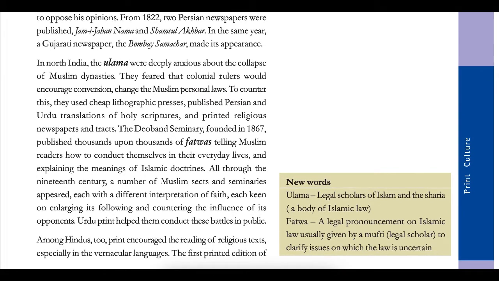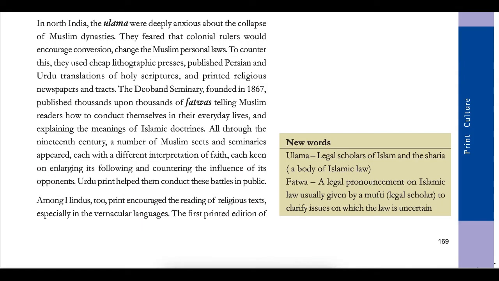In North India, the ulama were deeply anxious about the collapse of Muslim dynasties. They feared that colonial rulers would encourage conversion and change the Muslim personal laws. To counter this, they used cheap lithographic presses, published Persian and Urdu translations of holy scriptures, and printed religious newspapers and tracts. The Deoband Seminary, founded in 1867, published thousands upon thousands of fatwas telling Muslim readers how to conduct themselves in their everyday lives and explaining the meaning of Islamic doctrines.